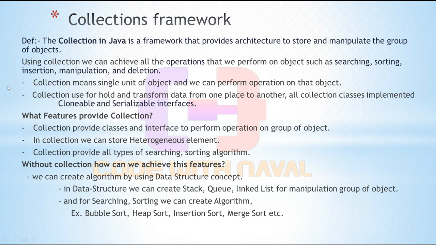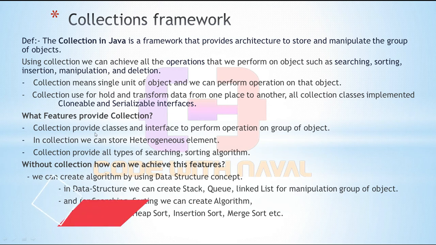Then one more question: without collection, how can we achieve these features? Whatever collection provides, if collection is not there, how can we achieve these features? We can create algorithms by using data structure concepts. In a data structure, we can create a stack, queue, or linked list for manipulating a group of objects. And for searching and sorting, we can create algorithms like bubble sort, heap sort, insertion sort, and merge sort. If there is no collection framework, then we have to follow this data structure.